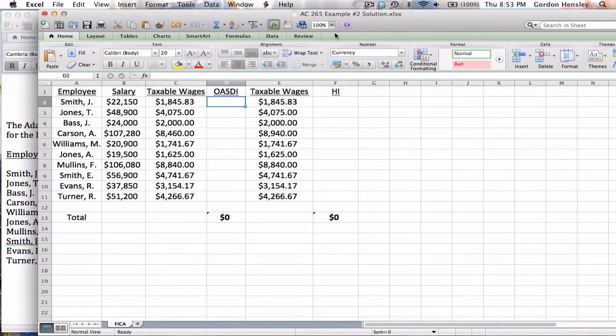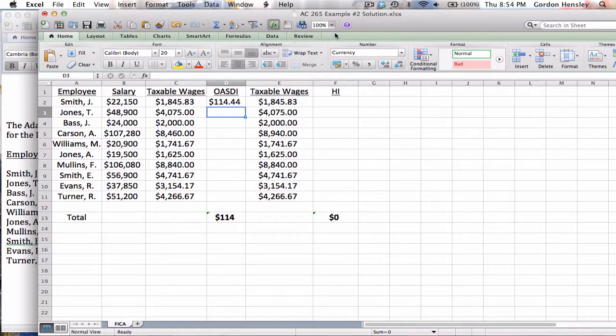Now the rest of this is going to be pretty easy. I've got the taxable wages, and I've already taken into consideration the cap. So now I'm ready to just calculate the taxes. Now remember, the rate is 6.2%. So I'll take the taxable wages and multiply that by 6.2%. Now remember, 6.2%, the decimal equivalent is 0.062. So that's why I'm having to do that. So that gives me the OASDI taxes.